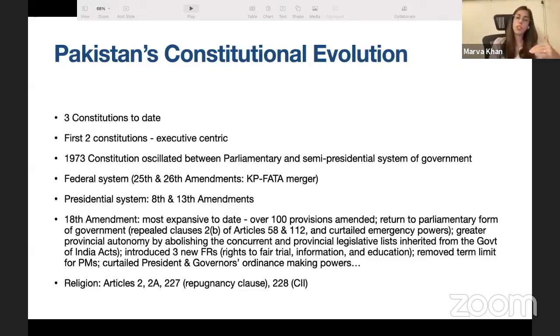When we come to the 73 Constitution, it was initially envisaged as a parliamentary system, but then it went through 2 rather long dictatorial regimes, at which point we became a semi-presidential system. So the 8th Amendment and the 13th Amendment were the ones that altered the framework of the 73 Constitution to go towards a semi-presidential system. Conversely, the 18th Amendment is extremely important, and I'll come to that.